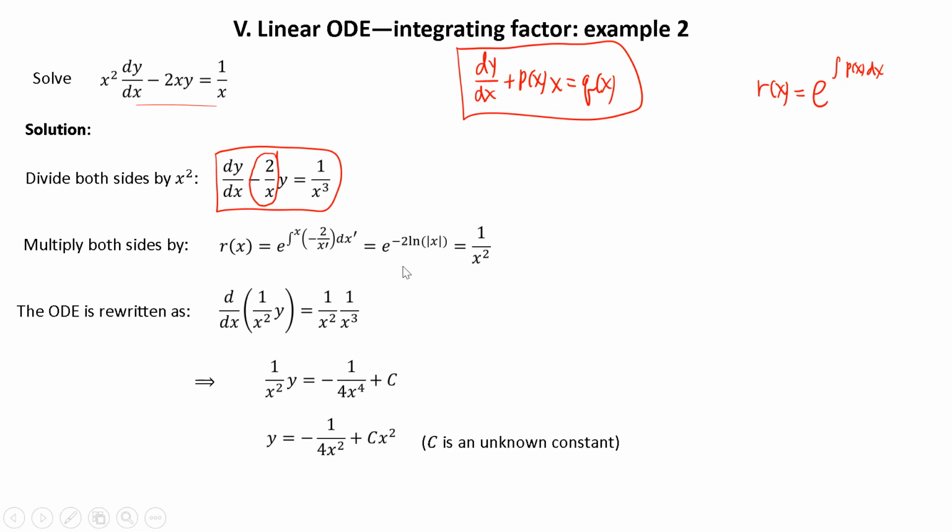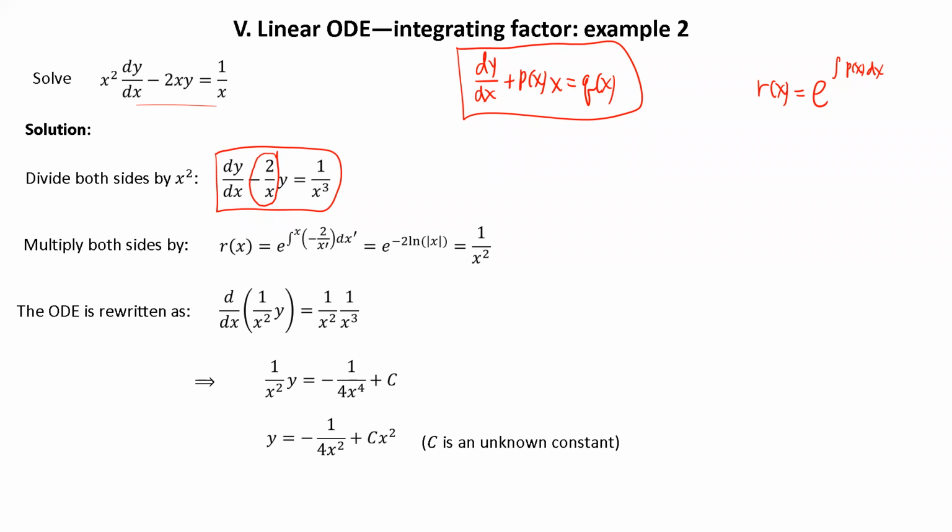So next, I multiply both sides of this equation by this 1 over x squared. Then you'll see that the left-hand side is just given by the derivative of this whole thing, and on the right-hand side, just 1 divided by x cubed times 1 divided by x squared. Then again, integrate both sides, and only keep y on the left-hand side. So this is the answer here.